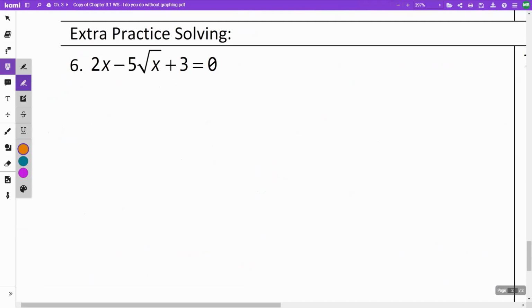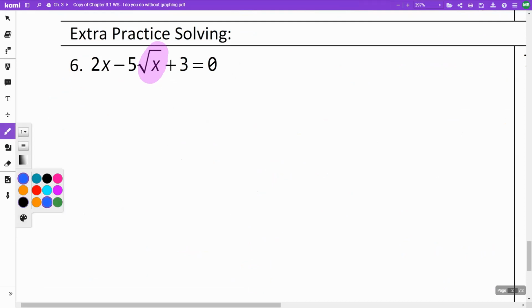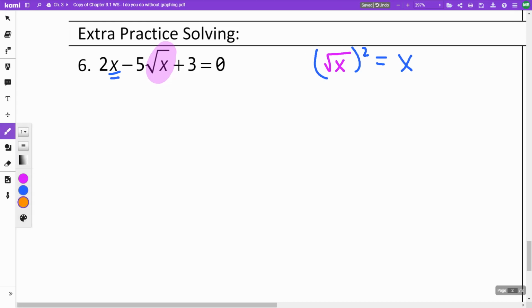So on number 6, what we want to notice is that this square root of x, if I can take that and square it, and I get, when I square root the square root of x, I get x, it's the same as this, then it's quadratic in nature. And so I am going to let u equal the square root of x, which means u squared is actually going to be x. So I'm going to rewrite this as 2u squared minus 5u plus 3 equals 0.